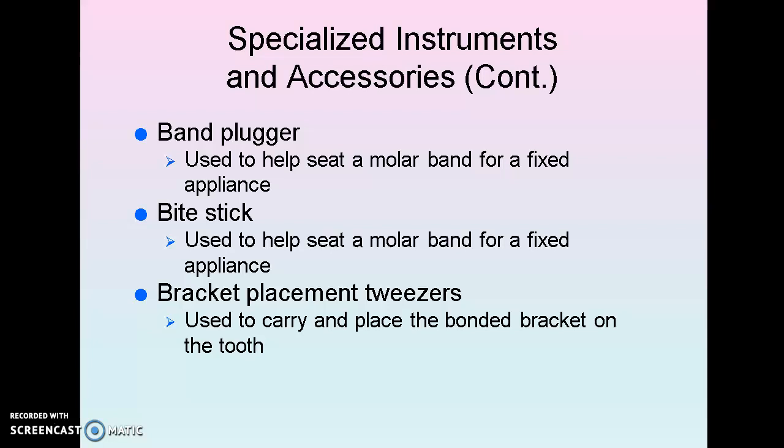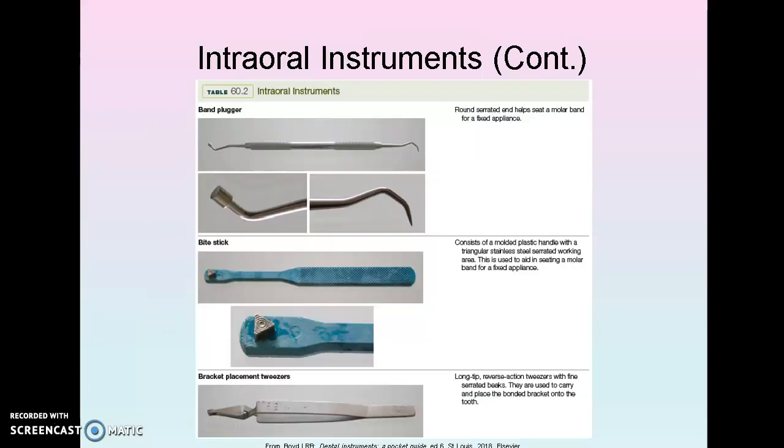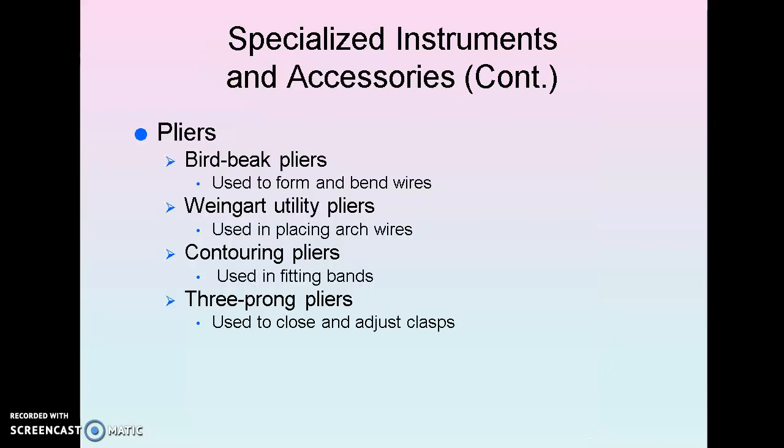The band plugger is used to help seat a molar band for a fixed appliance, and a bite stick is used to help seat a molar band for a fixed appliance as well. So these are similar instruments. They're used for the same thing. They look a little bit different. The bracket placement tweezers is used to carry and place the bonded bracket onto the tooth surface. At the top is the band plugger, the bite stick is in the middle, and the bracket placement tweezers is on the bottom. Some different pliers and accessories.